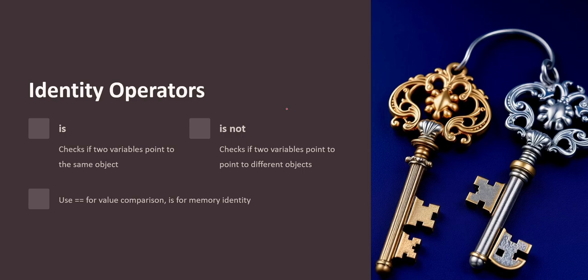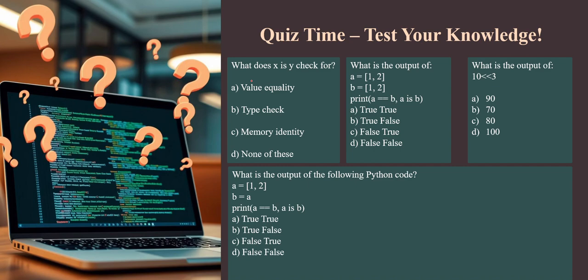And there is one quiz for you to test your knowledge. So the first question is, what does X is Y check for? Options are here, opt for the right option. These are the four options given to you. What is the output of A is equal to a list with 1 comma 2, B, again a list with 1 comma 2, if you print A is equal to B, comma A is B? You need to provide the output for this in the comment section. What is the output of this? Let me know which operation we are applying here and what the output will be.